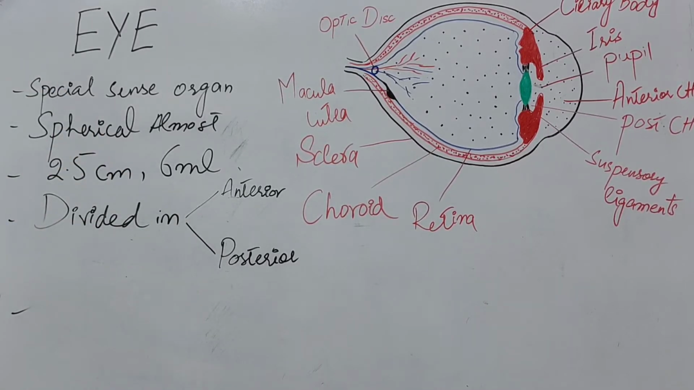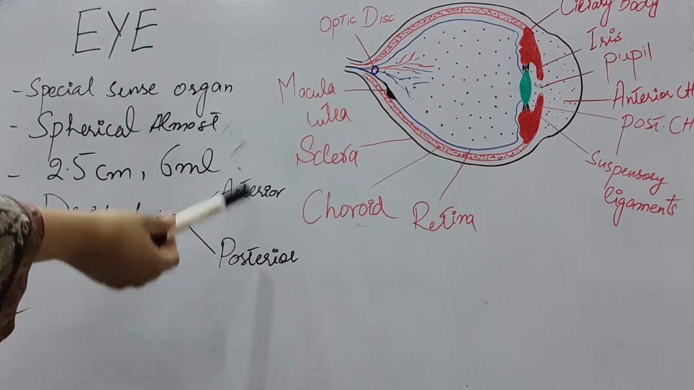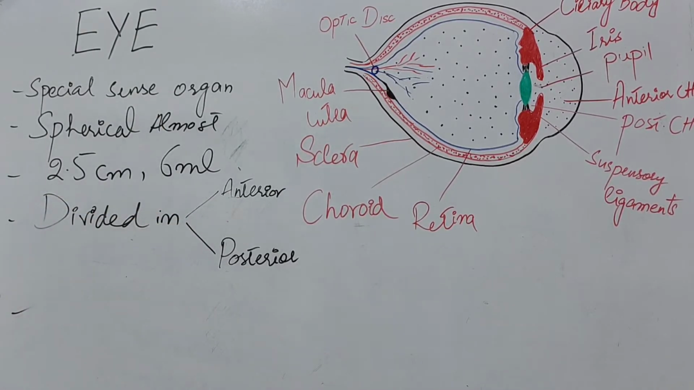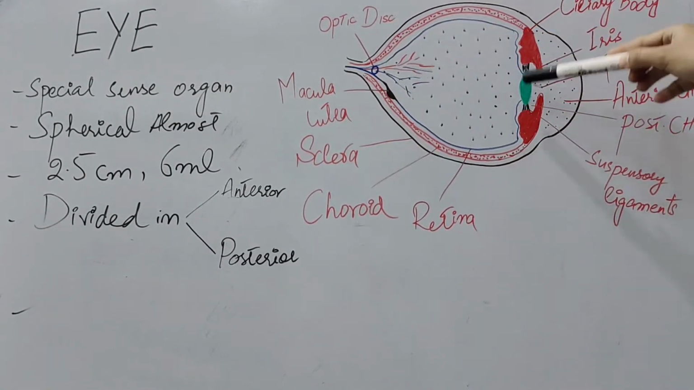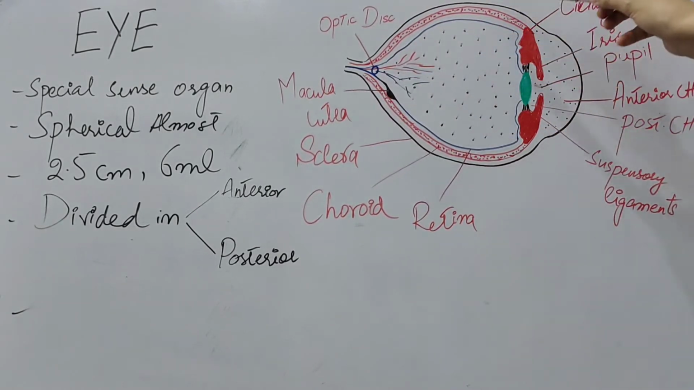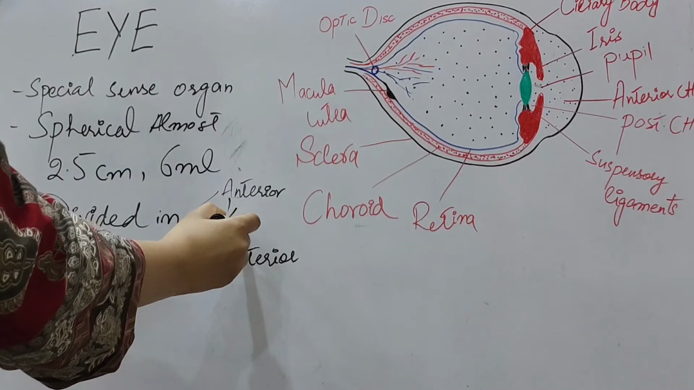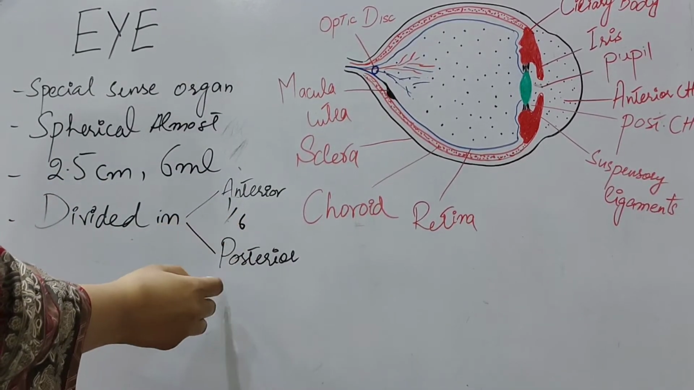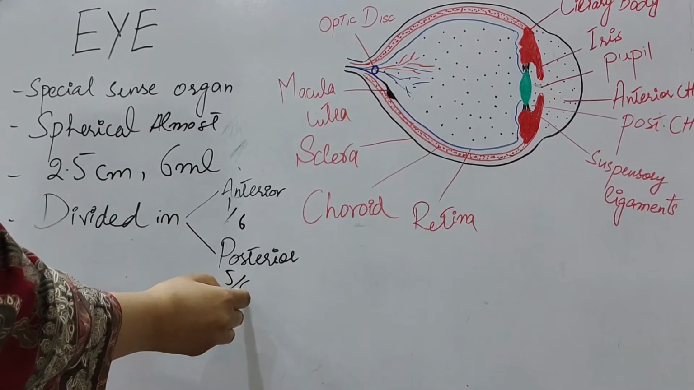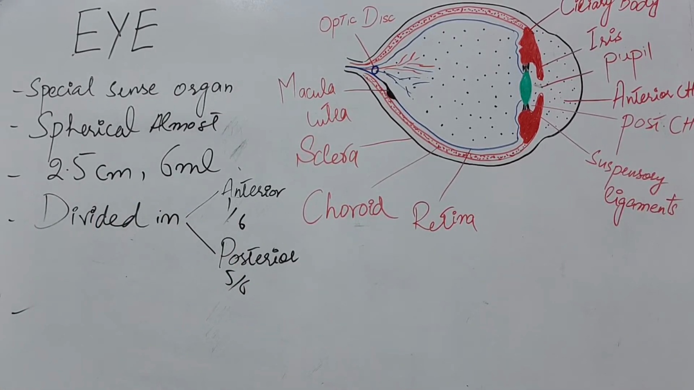It is broadly divided into anterior part and the posterior part. The anterior part is the smaller part. It is the part which is visible to us in the environment, while the posterior part is the larger one, and this posterior part is contained within the bony cavity, and that bony cavity is called orbit. The anterior part makes up about 1/6 of the total eye globe volume, while the posterior part makes up about 5/6 of the total volume of eyeball.